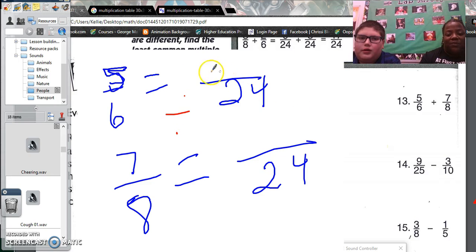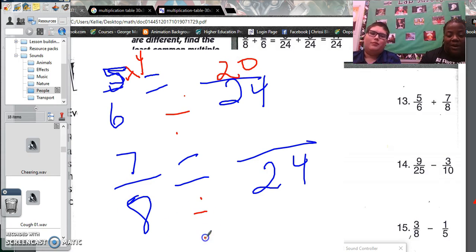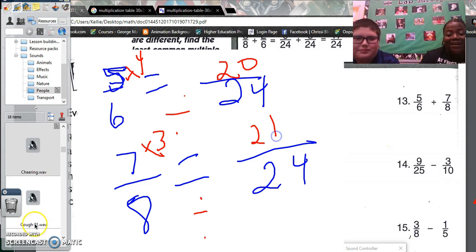6 goes into 24 4 times. The answer's 20. 5 times 4 is 20. He is correct. The answer is 20. 21. All right. Because 8 goes into 24 3 times. I knew that. I was about to say 6. I knew that. 3 times. Take that 3 and multiply with the top. And we have 21. Okay.